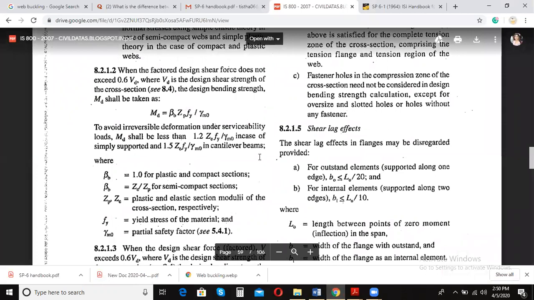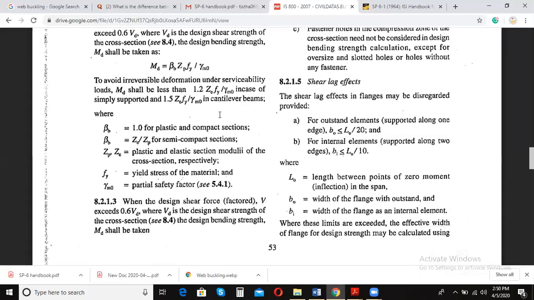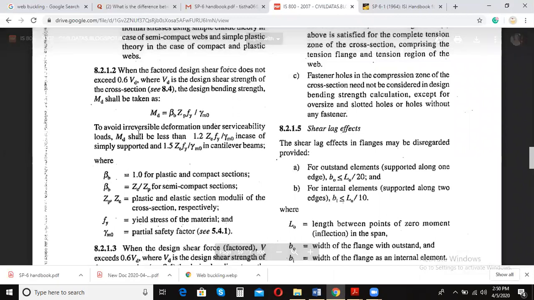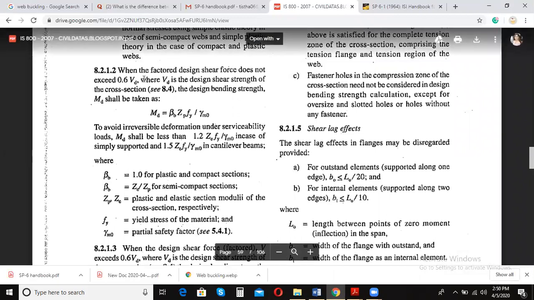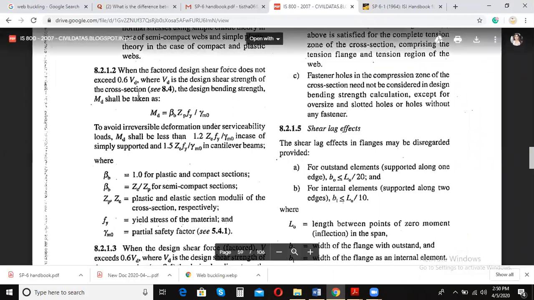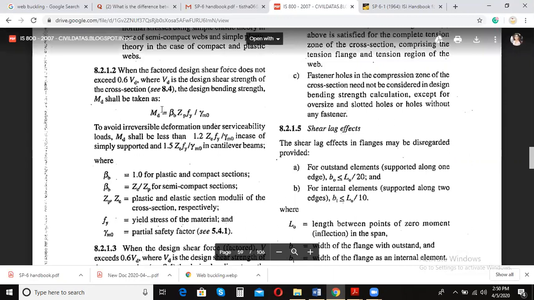Okay, so this is the formula for design bending strength of a beam which is in low shear. Okay, page number is 53 and clause number 8.2.1.2. I would always ask you to write down the clause and the page number of the codes from which we are taking all the formulas. So here it says that when the factored design shear force does not exceed 0.6 times VD, where VD is the design shear strength of the cross section, the design bending strength should be calculated as this.